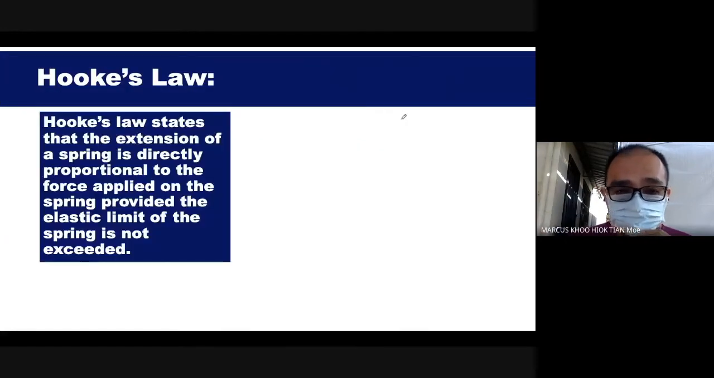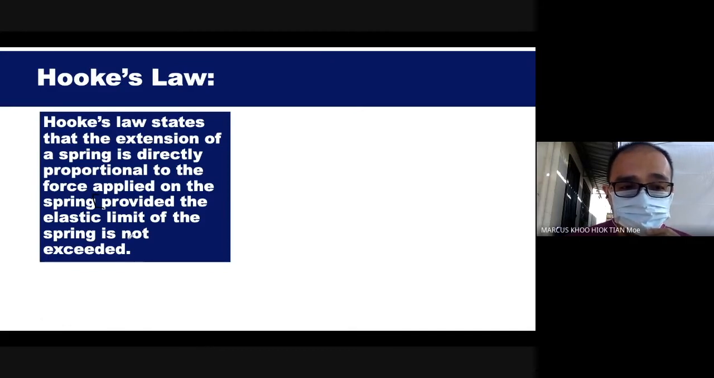Okay, so this brings us to Hooke's law. Hooke is the scientist behind this extension, this whole elasticity thing. So Hooke's law states that the extension of a spring is directly proportional to the force applied. Tetapi ada syarat di sini. Syaratnya adalah the elastic limit of the spring is not exceeded.